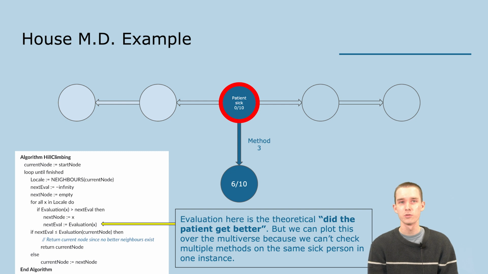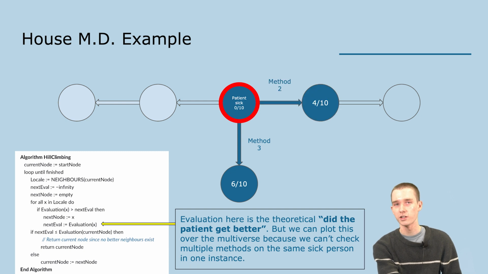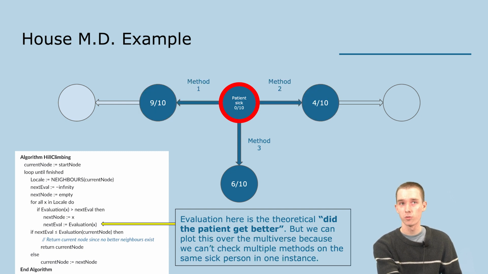So starting this method, we'll call it method 3. The patient feels a 6 out of 10. So that's one of our neighbors. We'll try the other neighbors. Method 2, they're feeling a 4 out of 10, so not as good as 3. Then method 1, they're feeling a 9 out of 10. So that's our highest neighbor. That's looking very efficient. We'll go in that direction.